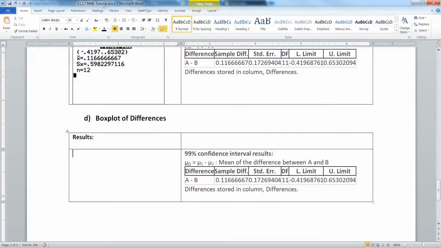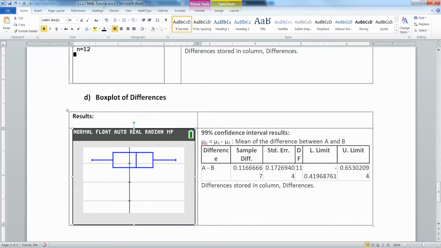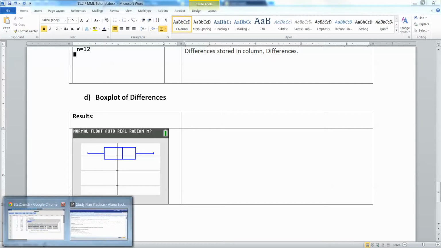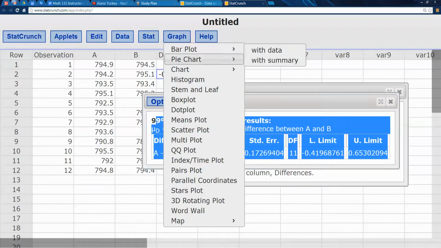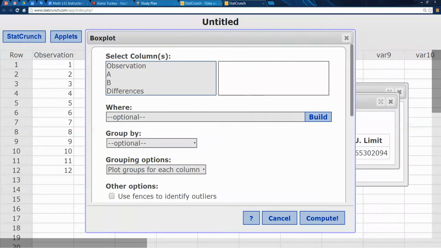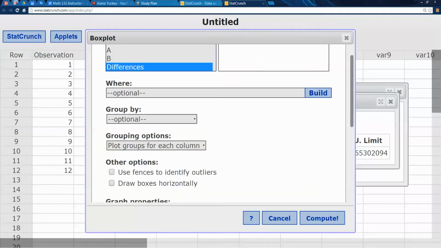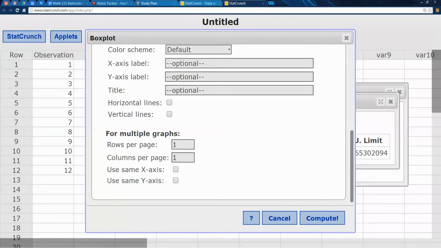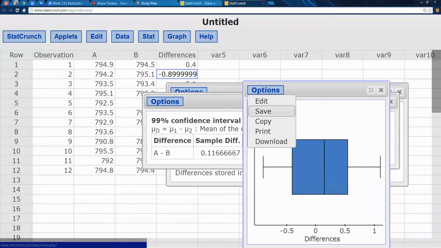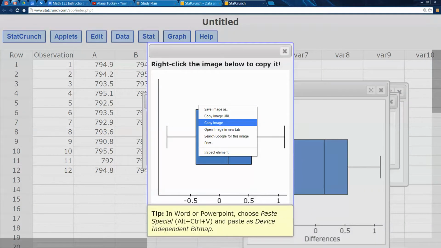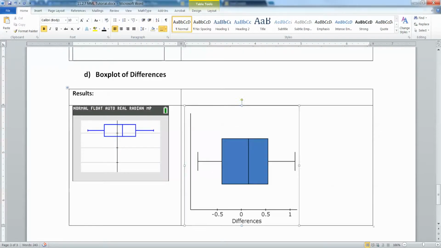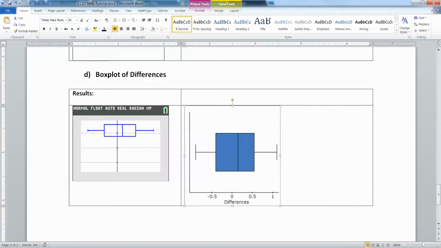Okay, and then I can do it again with StatCrunch. StatCrunch is actually probably going to be a little bit better. Here, let me delete all this. Okay, so I go to StatCrunch. I'm going to hit graph. I want a box plot right here. I want it of the differences. I'm going to use fences to identify outliers. I'm going to draw the box horizontally. That's all good. So let me click compute. And there it is. So I'm going to right click, copy image. Let me see if I can paste this in here. There, I had to paste special, but there it is. All right, so we have a box plot.